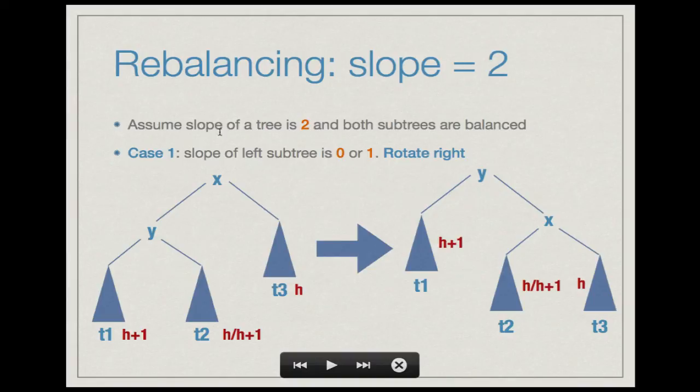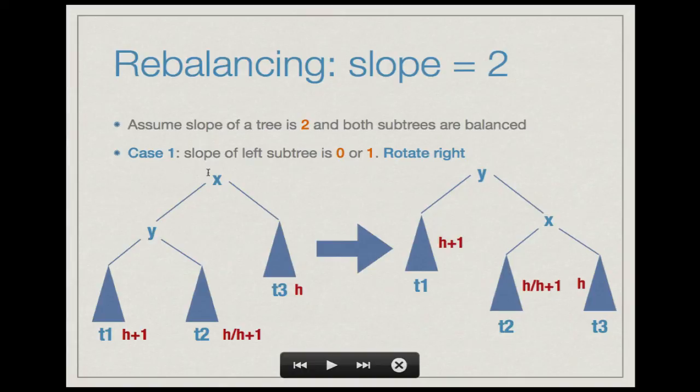So let us assume that the slope of a tree is +2 and both subtrees are balanced. Here, two cases might arise. Let us look at the first case. The first case is when the slope of the left subtree is 0 or 1. Here is the scenario. We have a root x whose left child is y, which is the root of a tree consisting of y, t1 and t2.